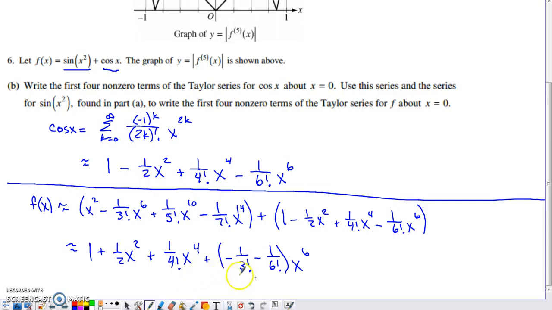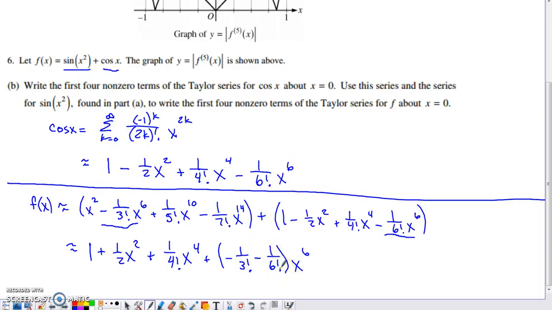And then the last term is kind of ugly because we do have an x to the sixth term in the series for sine of x squared. We do have an x to the sixth term in the series for cosine. If I combine those coefficients, I'm looking at negative 1 over 3 factorial and then plus negative 1 over 6 factorial. So combining those gives me this ugly expression right there.